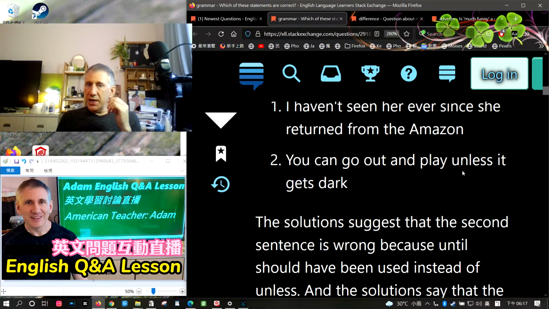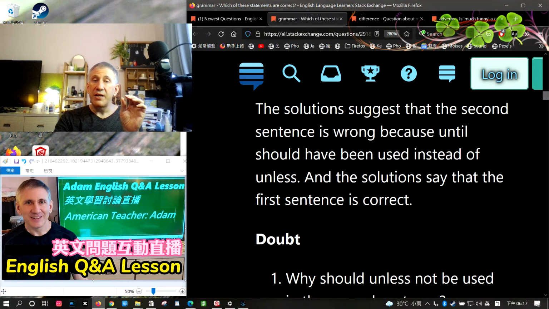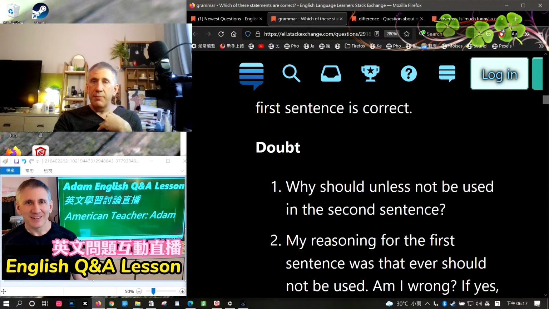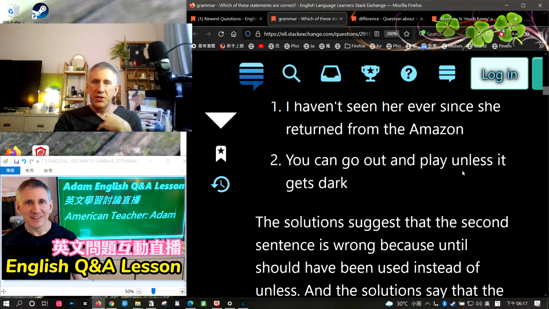Now, this person points out that the solutions to the test suggest that the second sentence is incorrect because until should have been used instead of unless. And the solutions say that the first answer is correct. So this person wants to know, why should unless not be used in the second sentence? In this sentence, you can go out and play unless it gets dark.